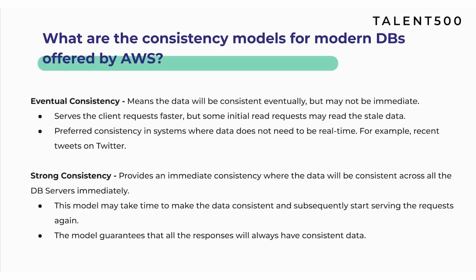Then comes the second kind of consistency, which is strong consistency, which provides immediate consistency or immediate data replication across the servers. Since this model provides immediate consistency, it may take some time to make the data consistent and subsequently start serving requests again. So when there is a change in the database, it may take some time to make the data consistent across DBs, and as soon as it does, it will start serving requests. This model guarantees that all responses will have consistent data, but as you know, in eventual consistency, for the initial few requests you might get stale data. So this is the difference between both the DB models.